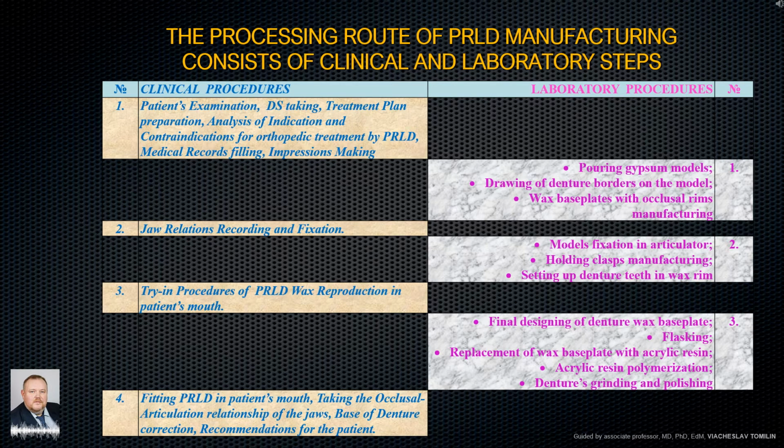Laboratory procedures. 1. Pouring gypsum models. Drawing of denture borders on the model. Wax baseplates with occlusal rims manufacturing. 2. Models fixation in articulator. Holding clasps manufacturing. Setting up denture teeth in wax rim. 3. Final designing of denture wax baseplate. Flasking. Replacement of waxed baseplate with acrylic resin. Acrylic resin polymerization. Dentures grinding and polishing.